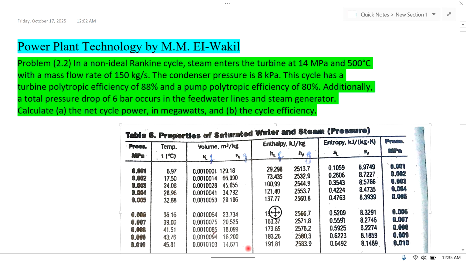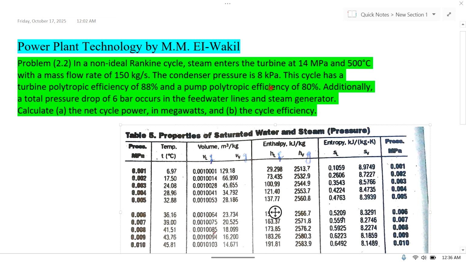Bismillahirrahmanirrahim. In this lecture, I am solving problem 2.2 from the book Power Plant Technology by Al-Wakil. The statement of the problem is: in a non-ideal Rankine cycle, steam enters the turbine at 14 megapascal and 500 degrees centigrade with a mass flow rate of 150 kilogram per second.